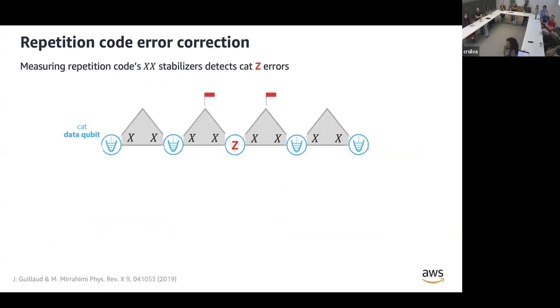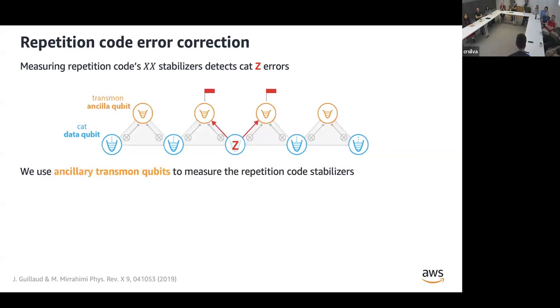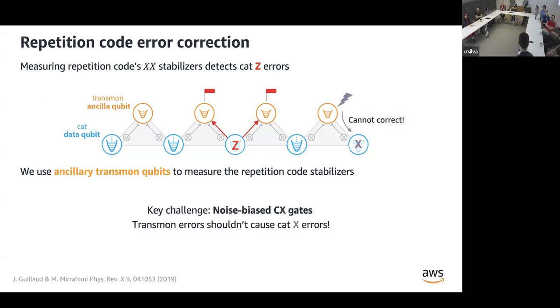Right, so this is what I told you, how you measure the stabilizers. This is XX. If there's an error here, this one flags, and then no error. And as I mentioned, we use these ancillary qubits, transmon qubits, to measure these repetition code stabilizers, similar to how people do for surface code. But here we just have to measure XX.